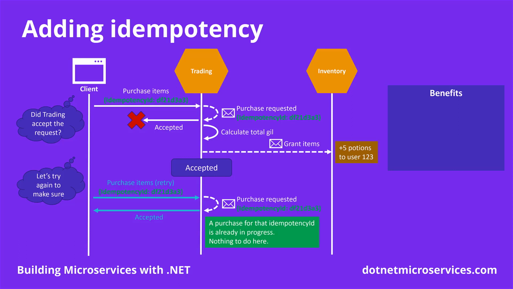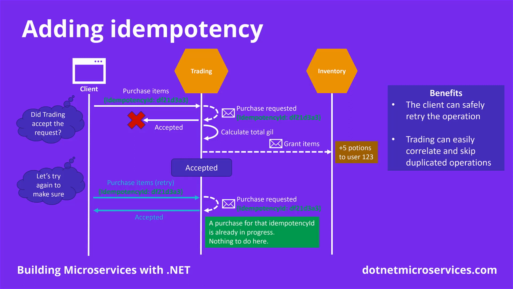As you can see, a big benefit of using idempotency here is that the client can now safely retry the purchase operation without ever worrying about duplicated transactions. No matter how many times the client retries, as long as it uses the same idempotency ID, the service will be able to easily correlate back to any previous operation and avoid starting a new purchase if the original one is already in progress or completed. In the next lesson, we will update our purchase requests to become idempotent.